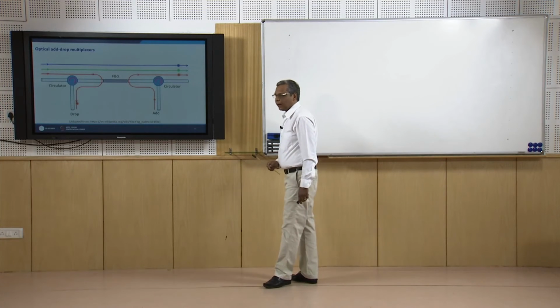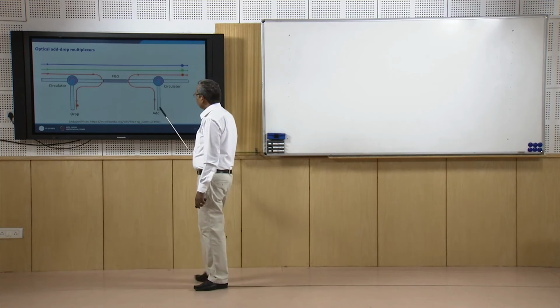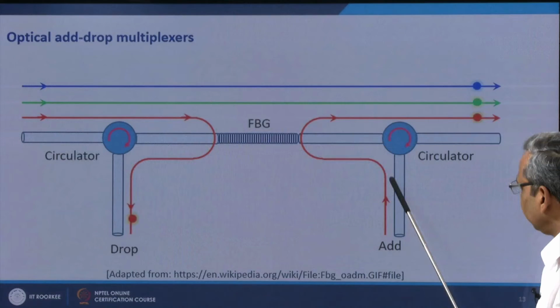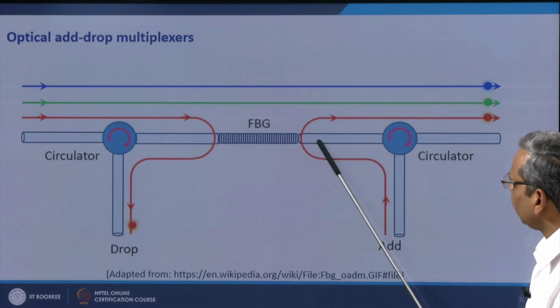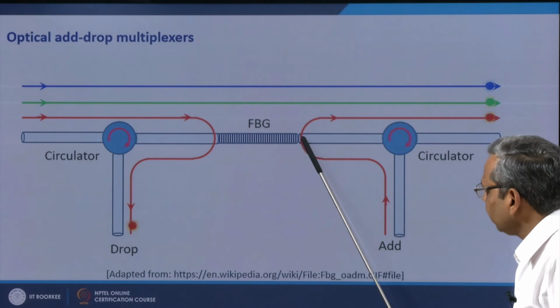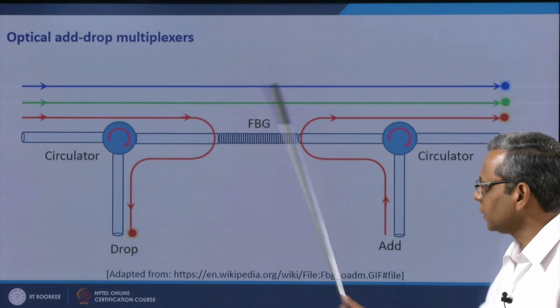Similarly, if I want to add this wavelength, then I launch this wavelength from this end, this will go here in the fiber, Bragg grating will reflect it and reflected wavelength will come from this side. So, this is how an optical add drop multiplexer can be realized using the combination of fiber Bragg grating and circulators.